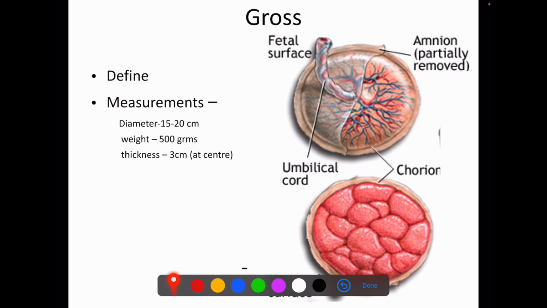Okay, now placenta could be thin, it could be thick, that all depends, and various anomalies we can calculate from its excessive weight or excess diameter or thinness. Okay, so normal we should know. Then we already have studied about the fetal surface as well as maternal surface and the membranes. These maternal surface, they are called as cotyledons, 15 to 20 cotyledons, right?